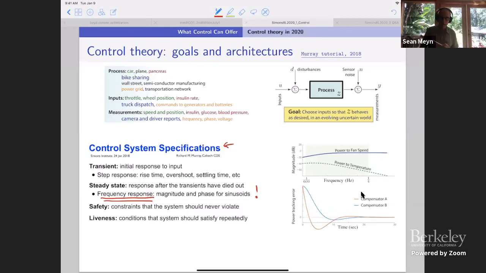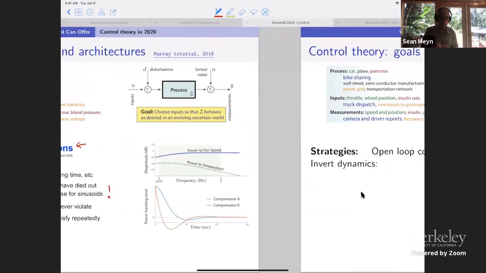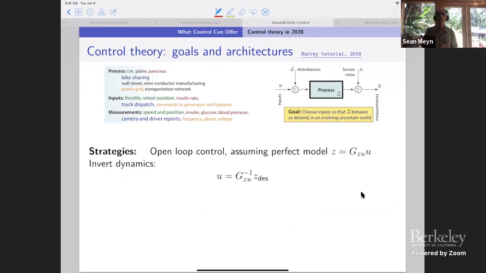Basically looking at response to disturbance or initial condition and frequency response of, you know, it doesn't matter what that is. But there are other things too, you know, there are hard constraints you can't violate, and both of the safetyness and liveness are things that come out of just making sure the things are constrained and safe. All right. Now, the first thing you would do if you have a really good model is just invert.